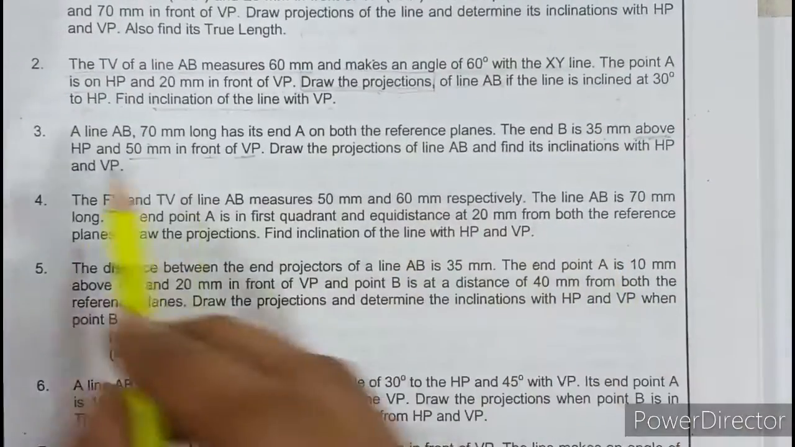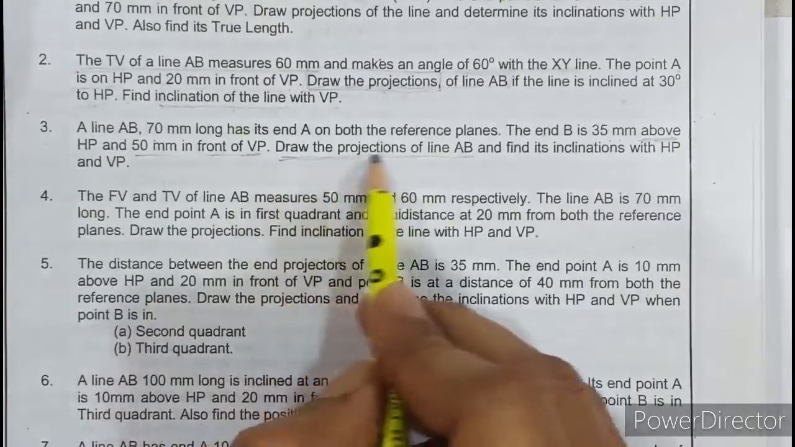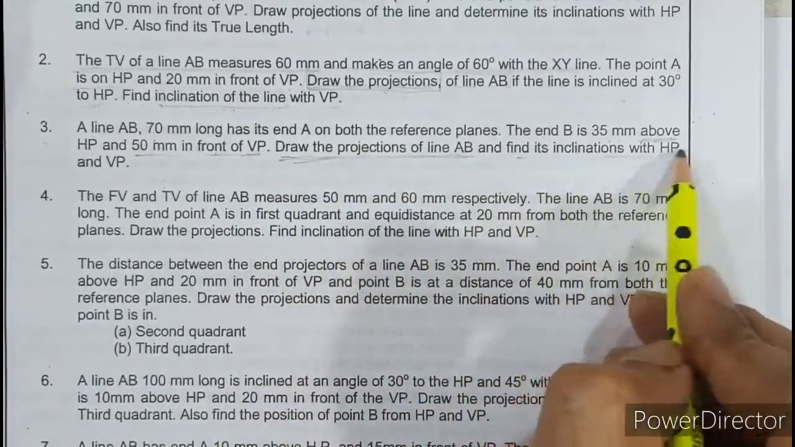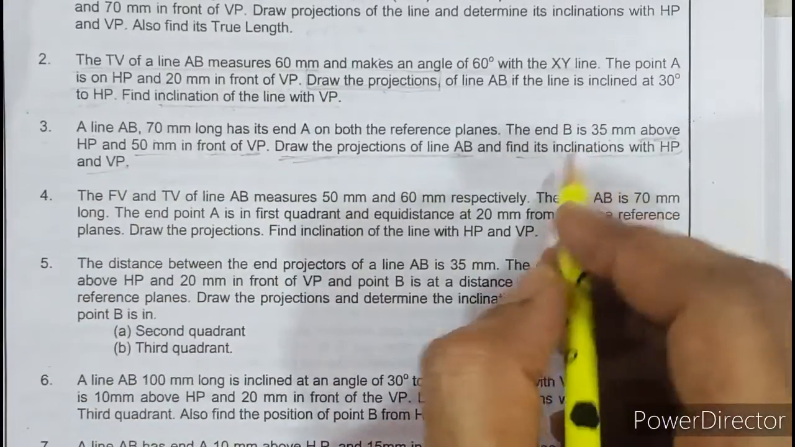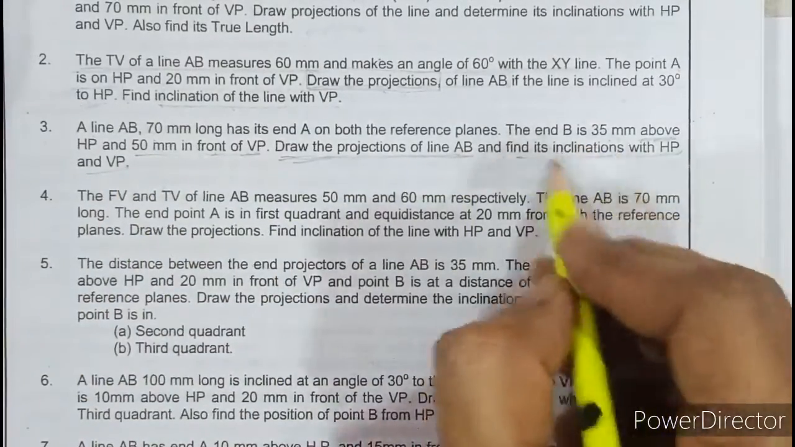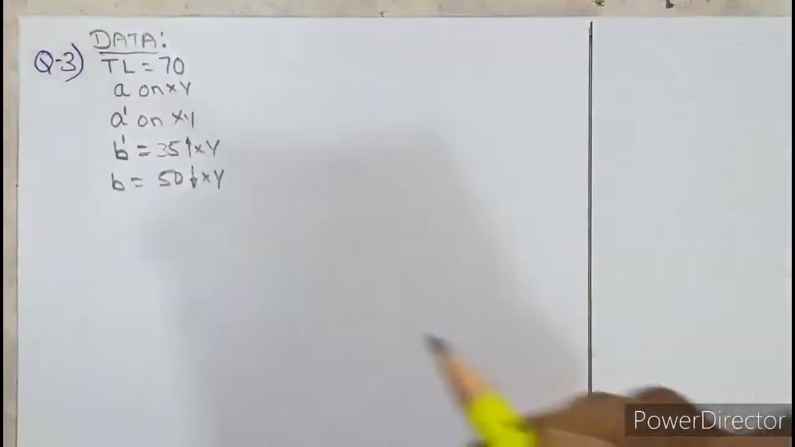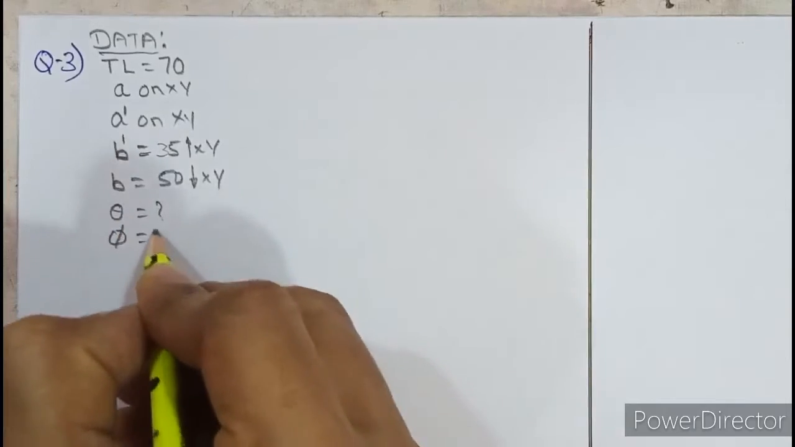Last, what they've asked for question number 3 is: draw the projection of the line AB. Projection means to draw front view and top view and find its inclination with HP and VP. So they've asked us to find out the angle made by the actual line with HP and VP. So it is theta and phi. We need to find out theta and phi.